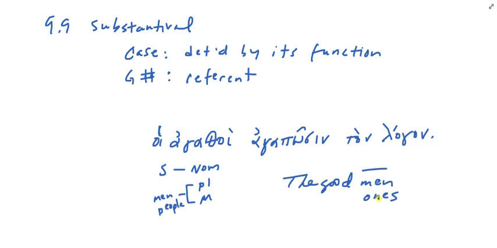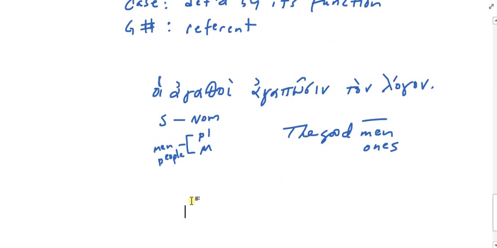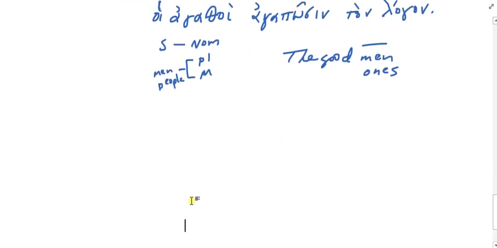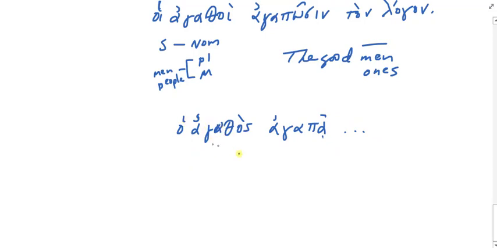Okay, so if it's singular, let's change this now to a singular substantival adjective functioning as the subject. Then we're going to have a slightly different translation strategy. Ho agathos, oops, smooth breathing, ho agathos, and then the singular form is agapa, and then ton logon. Now, how am I going to want to translate that? First of all, what case, gender, number is ho agathos? It's nominative, right, and singular, okay? Great. So how do you want to translate that?